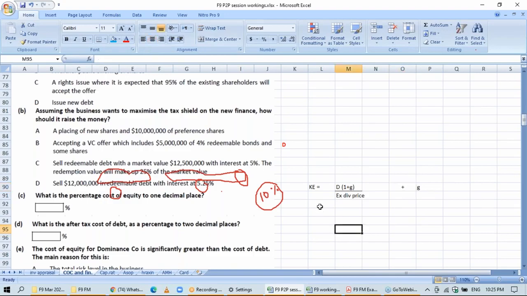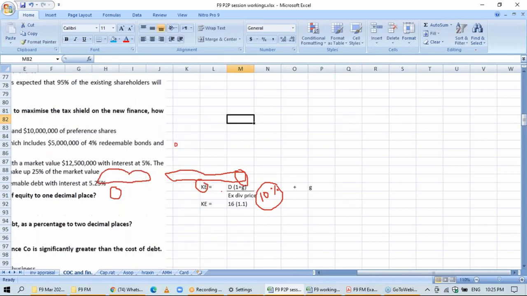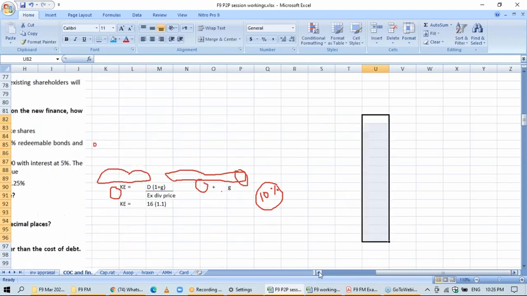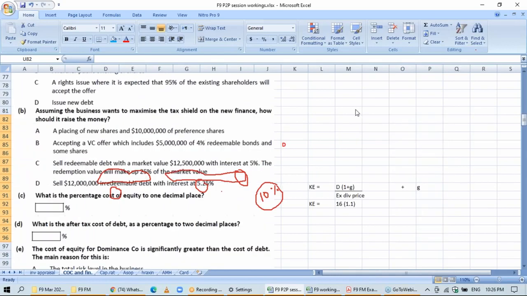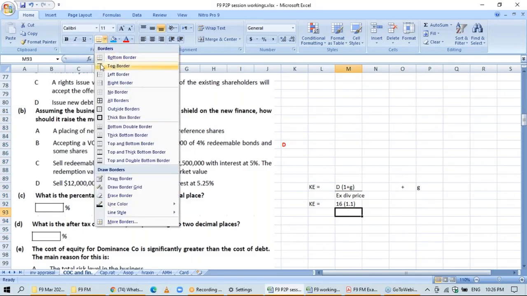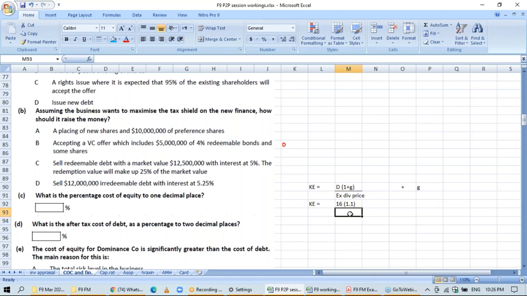We will be using the future growth rate, and it has been predicted from the previous years' trends, right? So if you put figures in this formula, the cost of equity will become: the dividend is 16 cents multiplied by 1.1, that is 1 plus the growth rate of 10%, divided by the ex dividend price. You are being given the cum dividend price, which is 420 cents. So what you have to do is make it an ex dividend price.